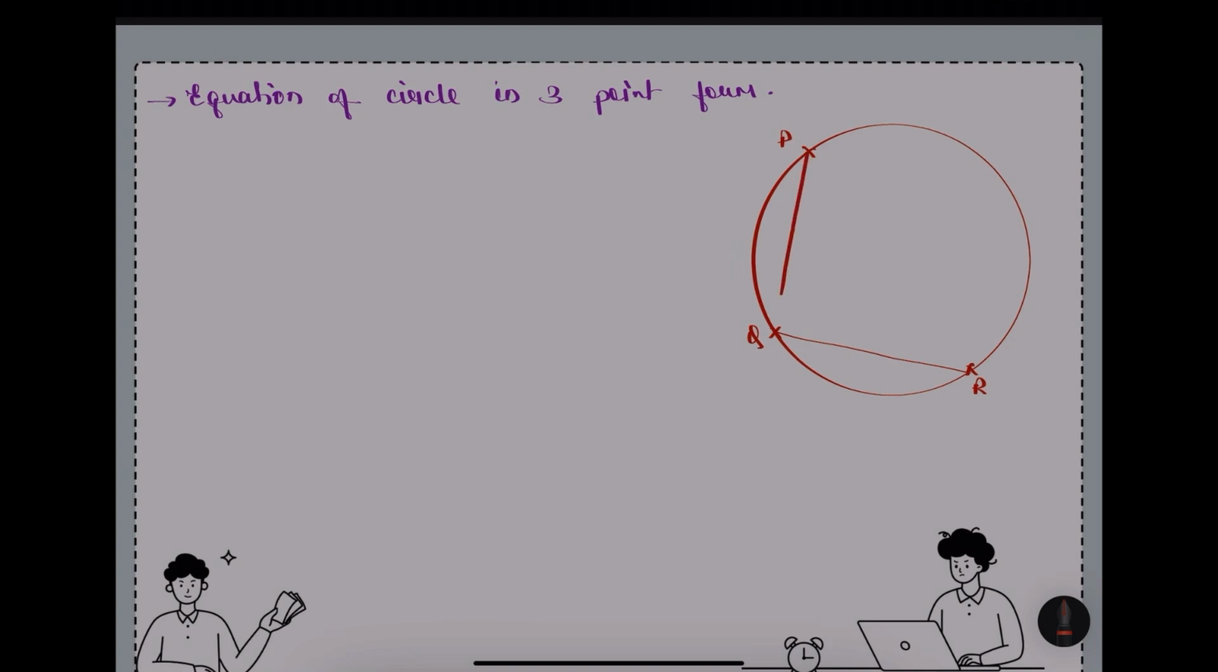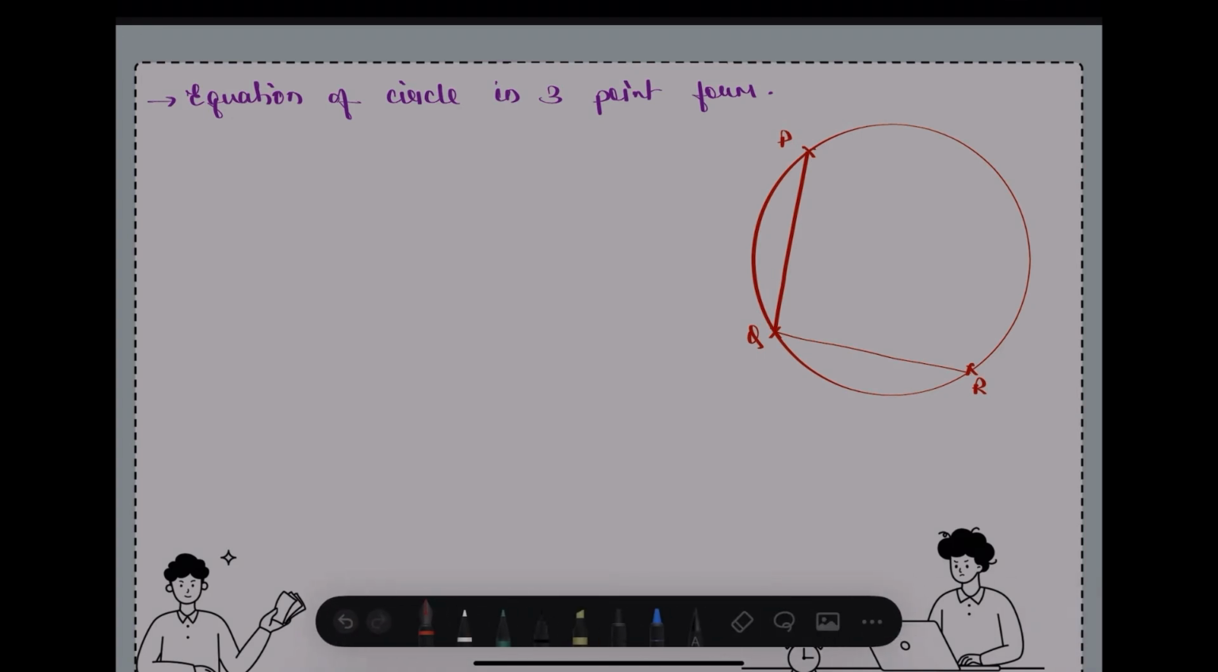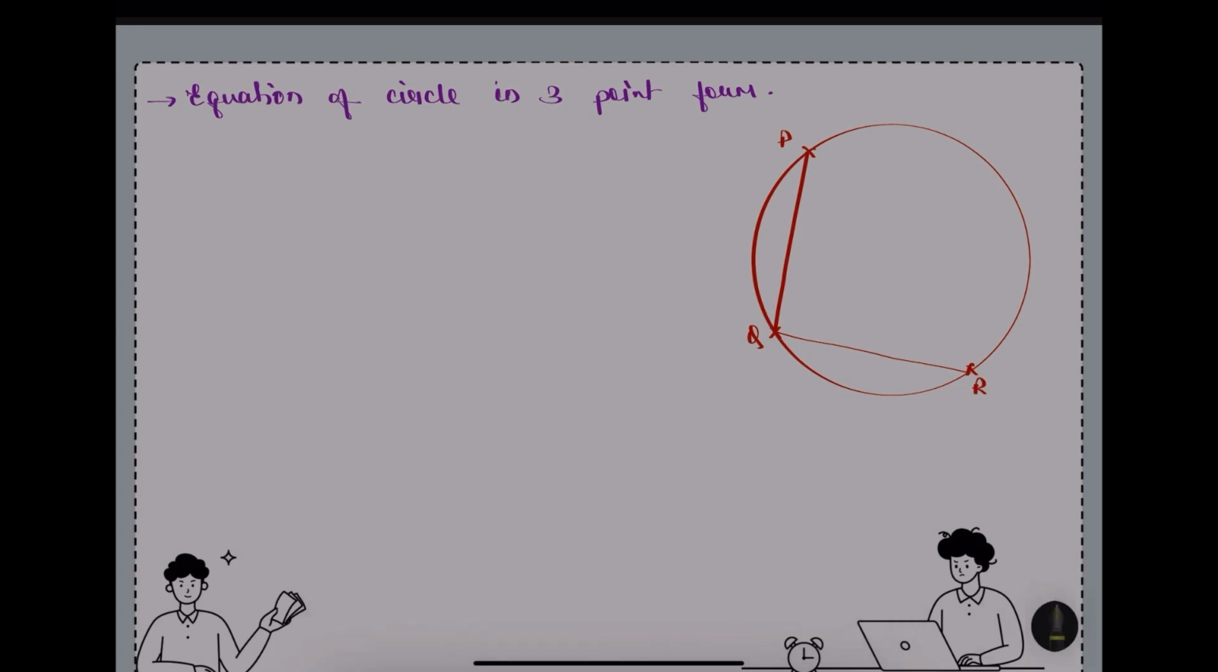and the perpendicular bisector of QR. Now look at this. Suppose that this is the perpendicular bisector of QR. You know that the perpendicular bisector of a chord will pass through the center of a circle, correct? Similarly, this perpendicular bisector, suppose it is A, and suppose this is B.